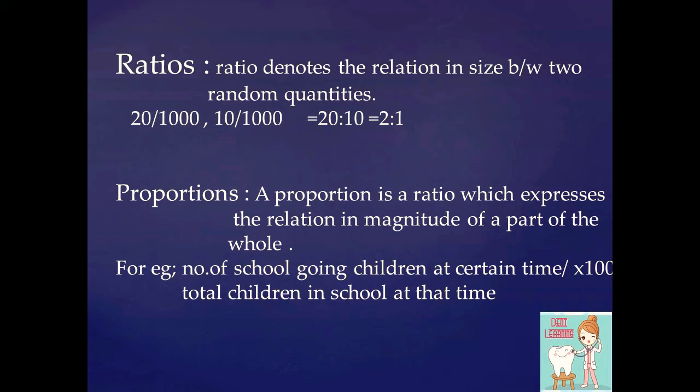I hope you got today's topic clearly. There are three tools of measuring epidemiology. They are rate, ratio, and proportion. And I have explained each one with an example.